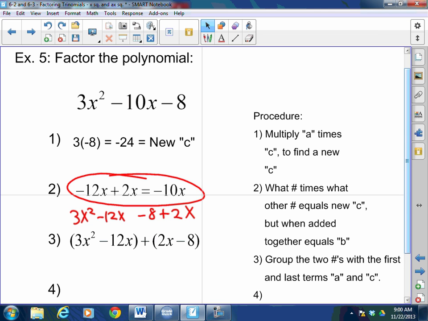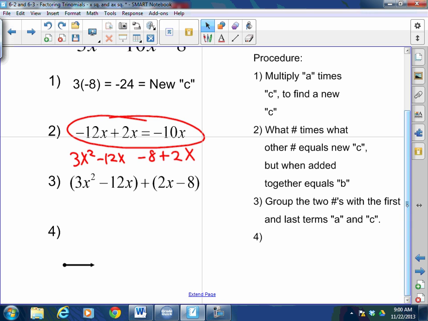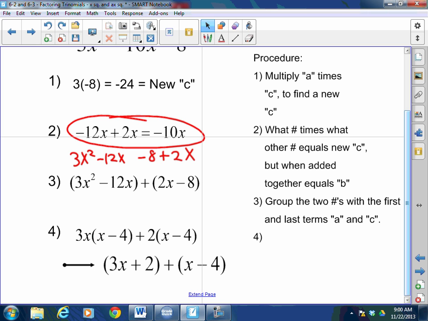And then from here, I can group it. I can take out a 3x for my first binomial. I can take out a 2 for my second binomial. And now, I group it. And this should be a times. And that's it. I like the Cuban method better. But that is a personal choice.